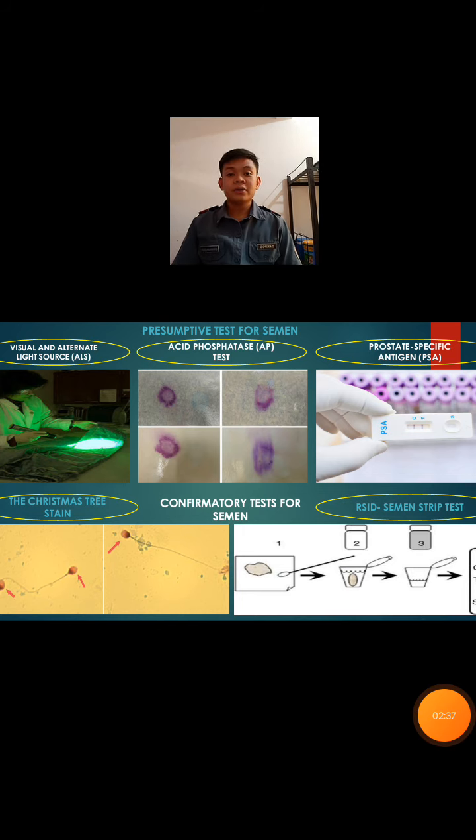And now, there are two confirmatory tests for semen. First, Christmas tree stain. It is a positive identification of sperm cells. It stains the neck and tail of the sperm cell in green and blue, whereas the acrosomal cap is stained red and pink. Next is the RSID semen strip test. This test provides sensitivity and specificity to human semen, similar to a pregnancy test strip. The RSID semen test identifies the presence of the seminal vesicle specific antigen.